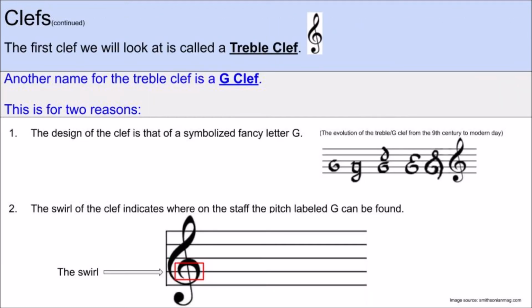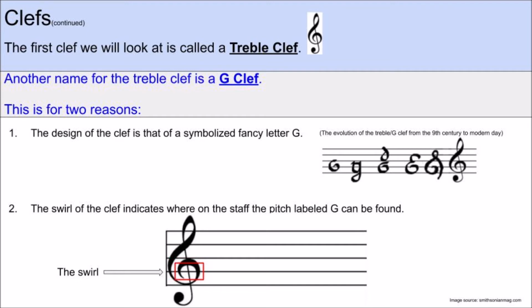The first clef is the treble clef. Another name for this is a G clef. This has a couple reasons. The design of the clef is that of a fancy sort of cursive letter G. Pictured here is the evolution of the clef from the 9th century up to modern day. The swirl of the clef indicates where on the staff the pitch labeled G can be found. This is another reason why we call it the G clef.